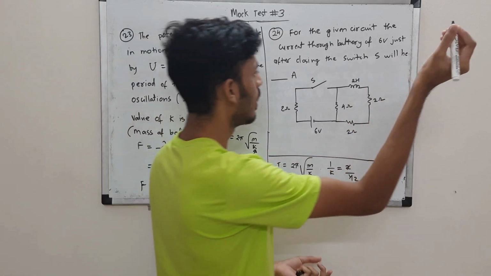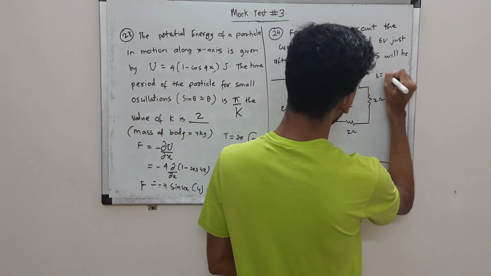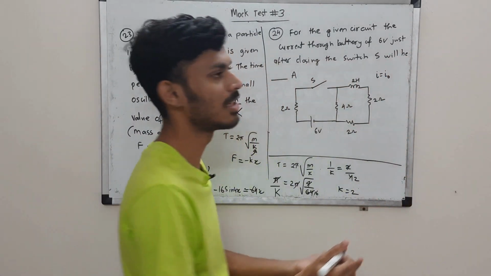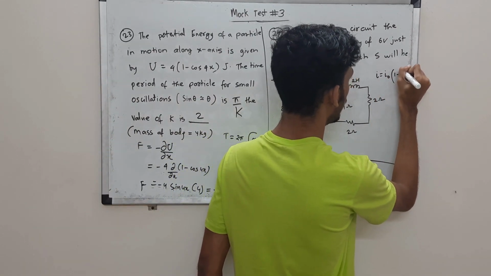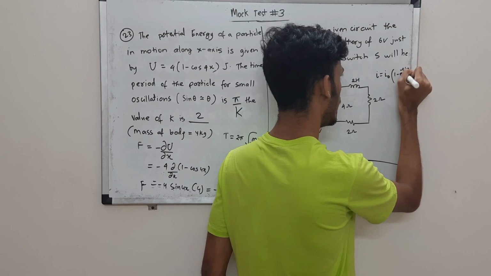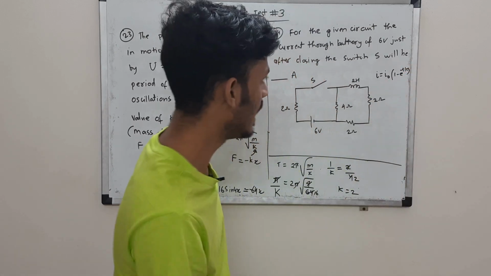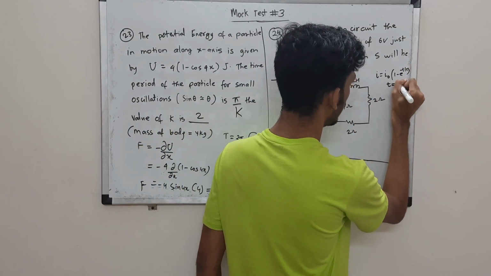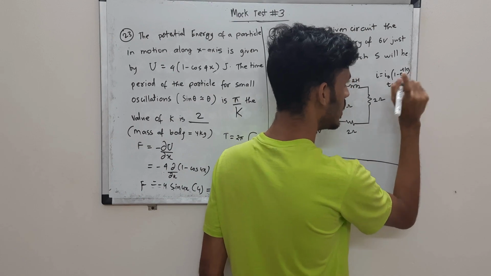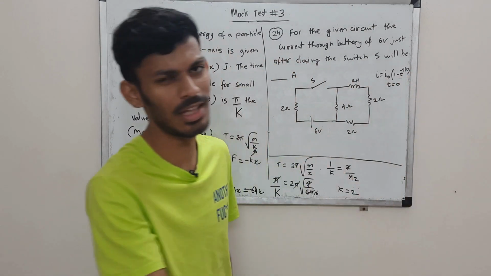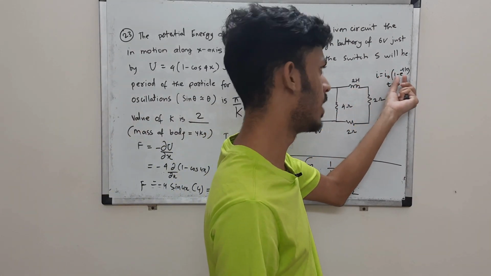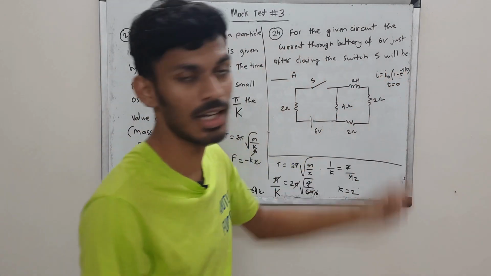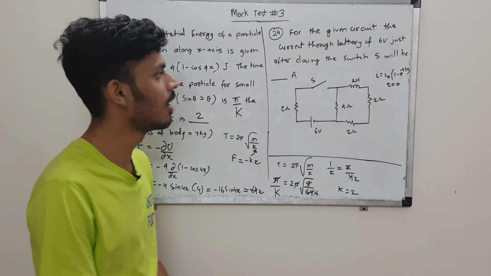You can also say it by the equation of current growth. The current growth in an inductor is given as I is equal to I naught times (1 minus e to the power minus t by tau). I hope it is correct. So at t is equal to 0, what happens? At t is equal to 0, this exponential term is 1, e to the power 0, anything to the power 0 is 1. So 1 minus 1 is 0. So the current through the inductor will be 0.